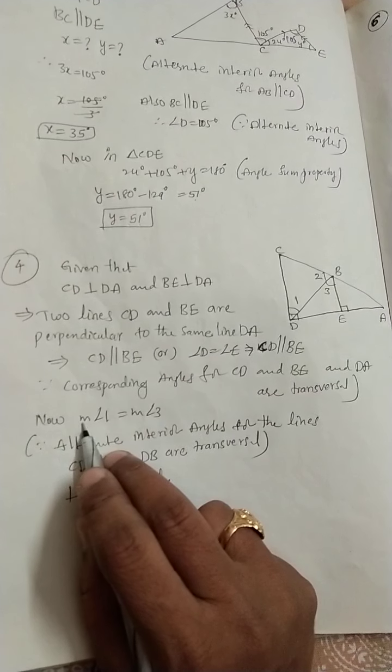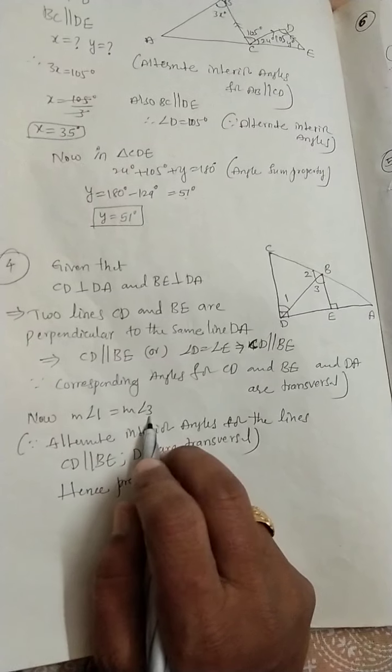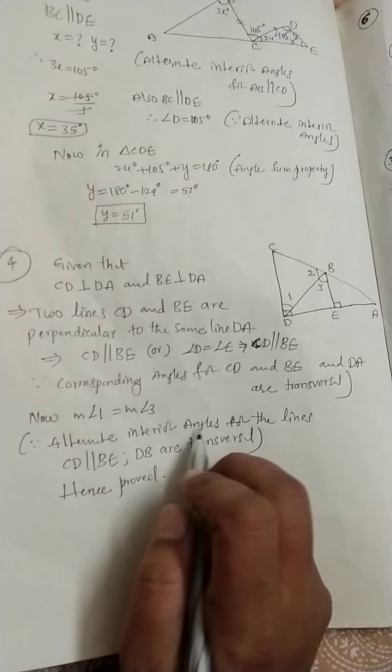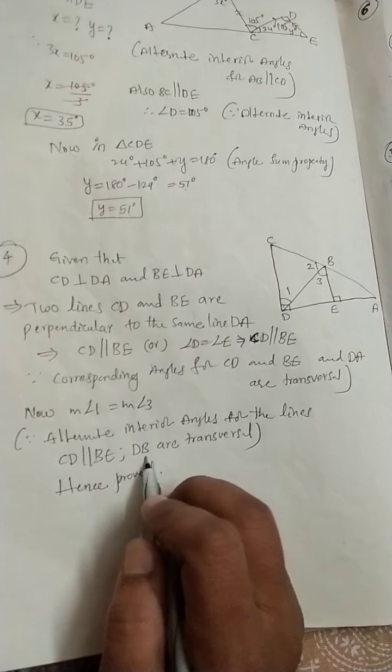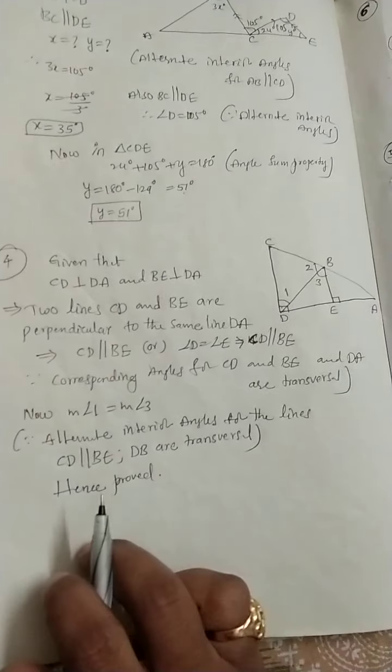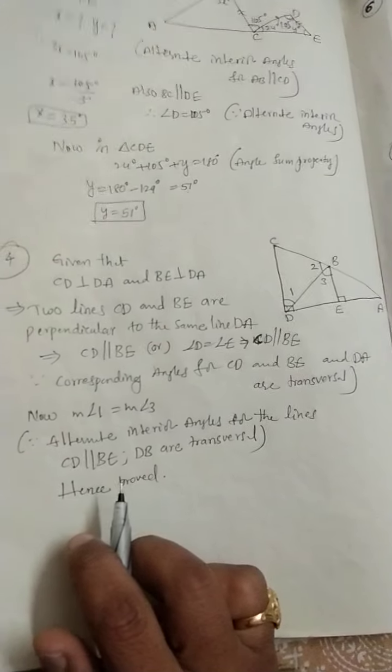So measure of angle 1 is equal to measure of angle 3. Alternate interior angles for the lines CD parallel to BE, and DB is the transversal. Hence proved. Okay, this is the fourth one.